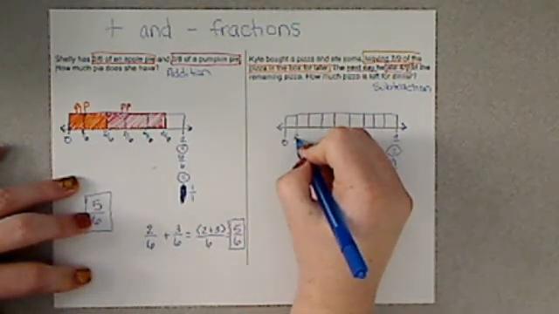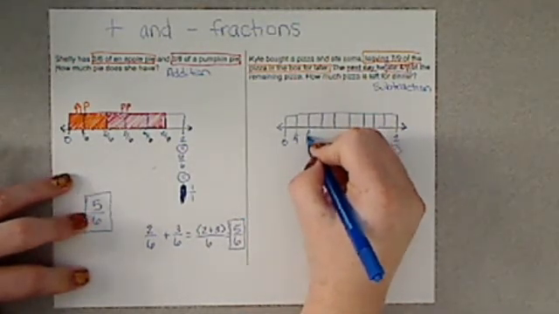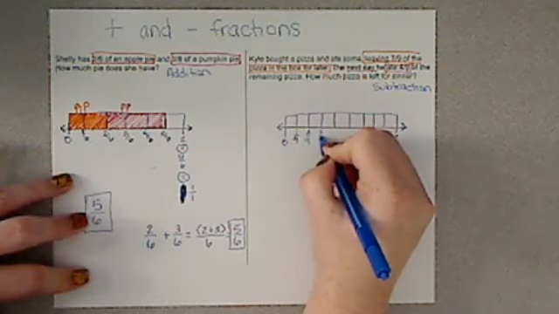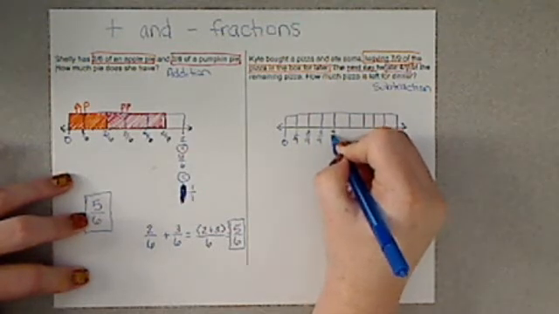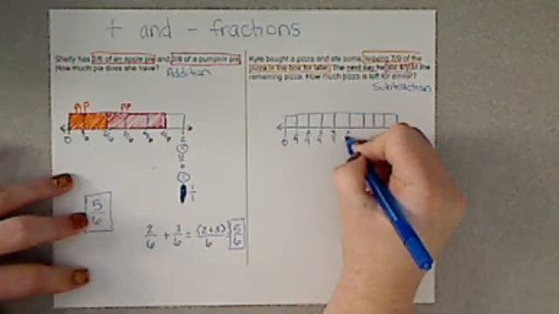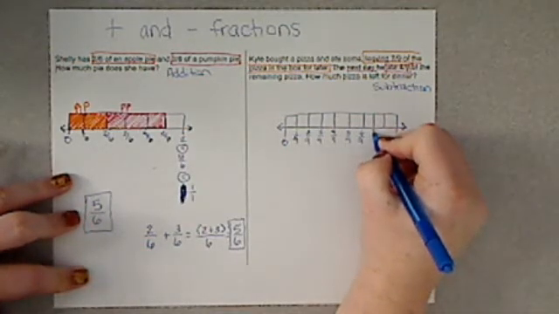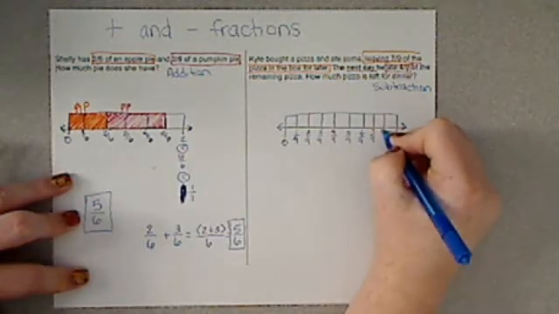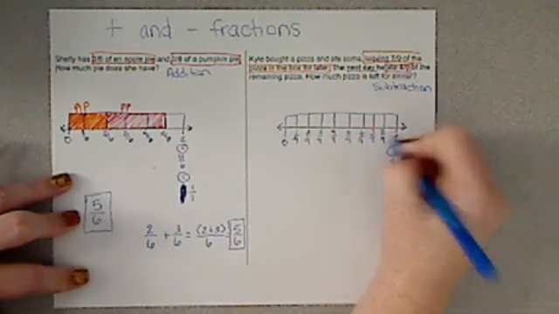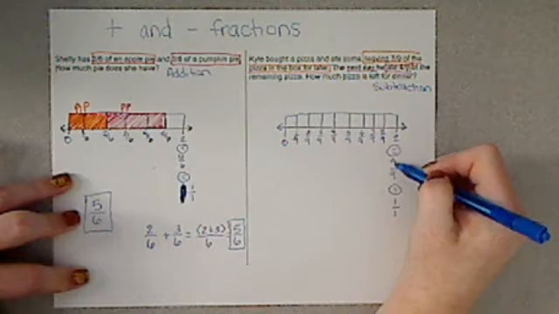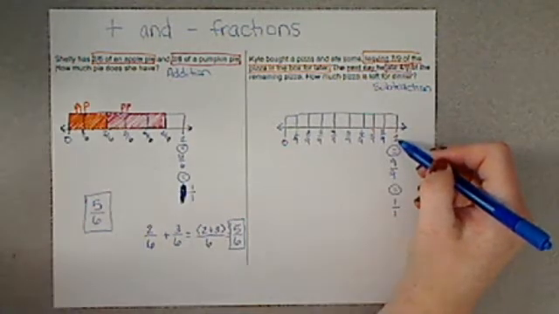So 1/9 is my first piece, 2/9, 3/9, 4/9, 5/9, 6/9, 7/9, 8/9, and then of course 9/9 is equal to 1 whole.